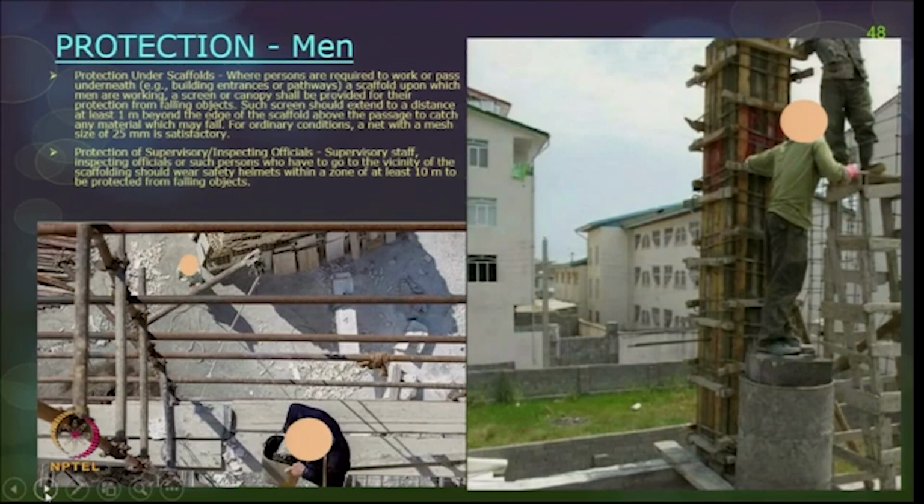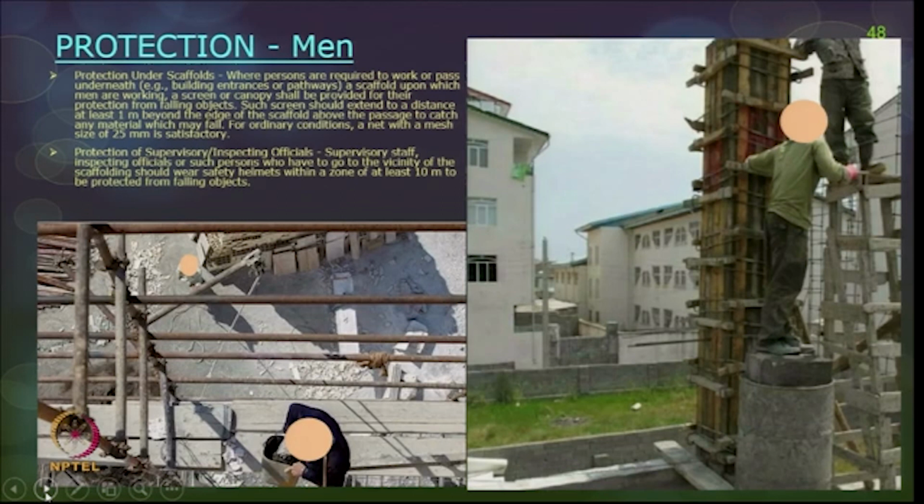Then protection of men from falling objects, protection under scaffolds. Where persons are required to work or pass underneath a scaffold, a screen or canopy shall be placed, and these screens shall extend to a distance of at least 1 meter beyond the edge of the scaffold above the passage to catch any material which may fall. Even a net with a mesh of 25 mm is satisfactory.